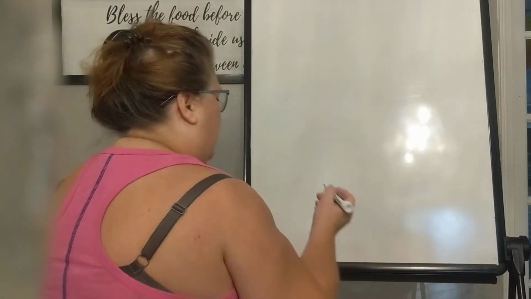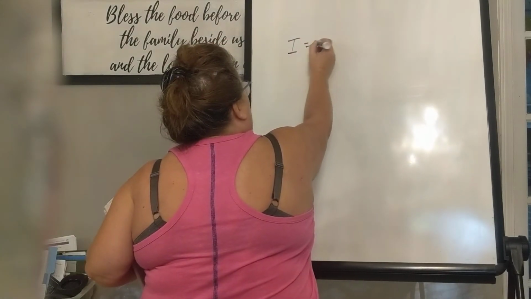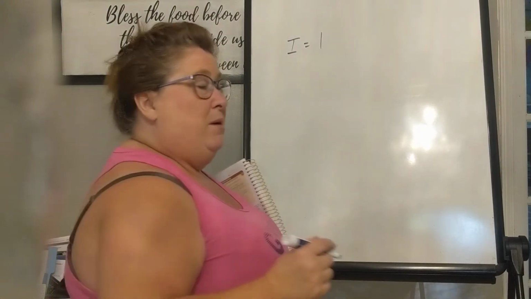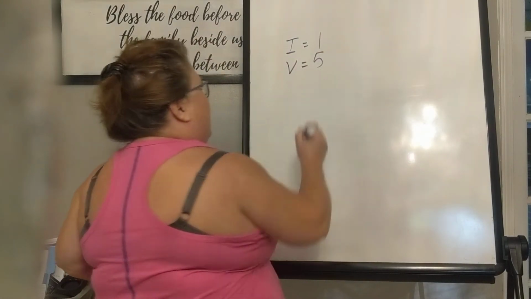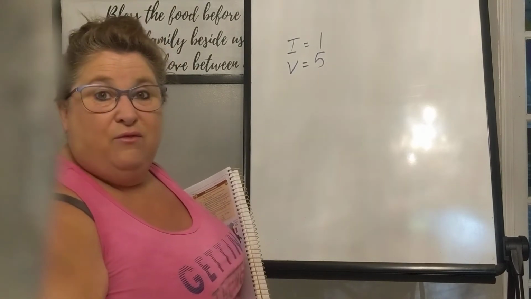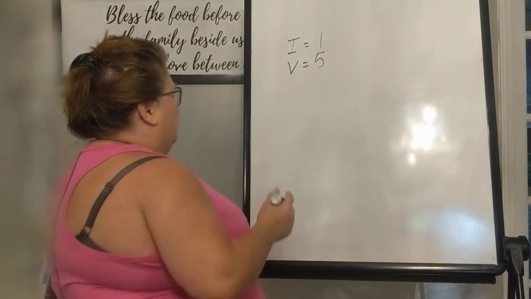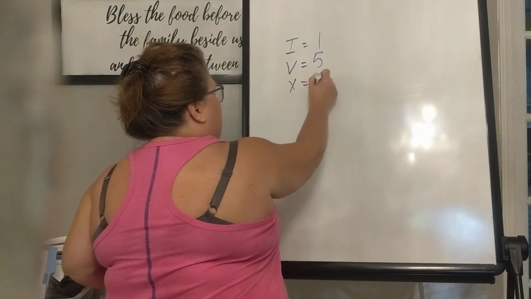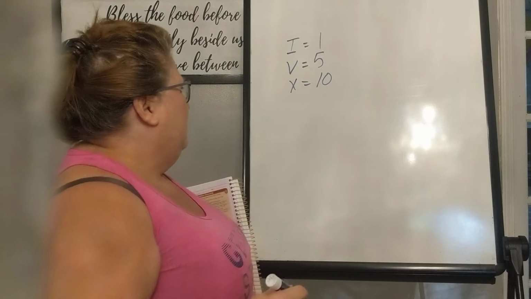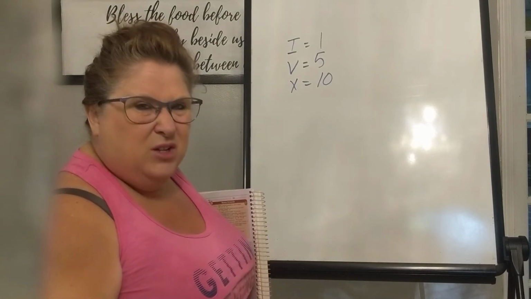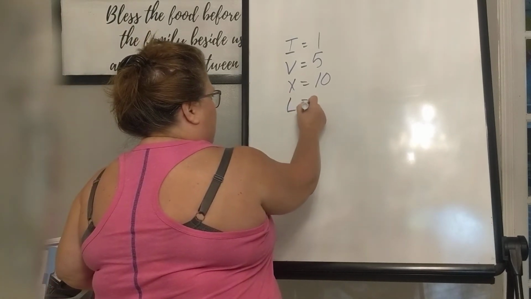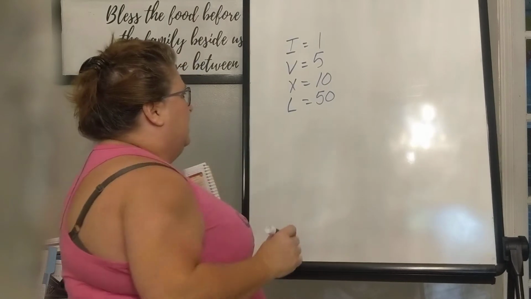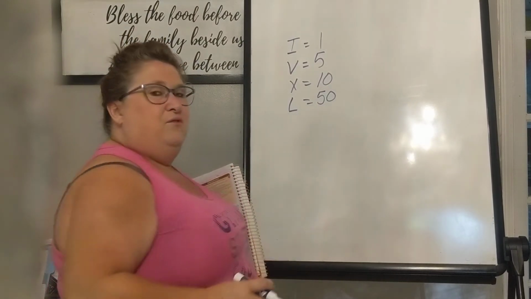Our 7 letters that we are going to be memorizing are, first, I. The letter I just equals 1. That should be pretty easy to remember. The letter V equals 5, and I remember that because of the V in 5. The letter X equals 10. I don't know why, but X and 10 just remind me of each other. Then we have the letter L, and L is 50.